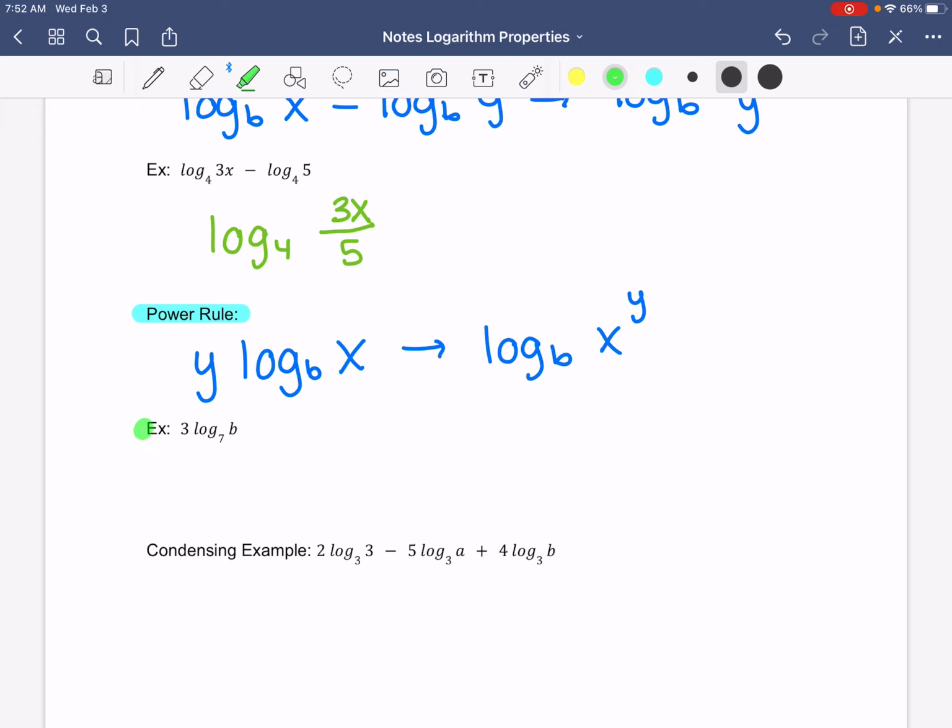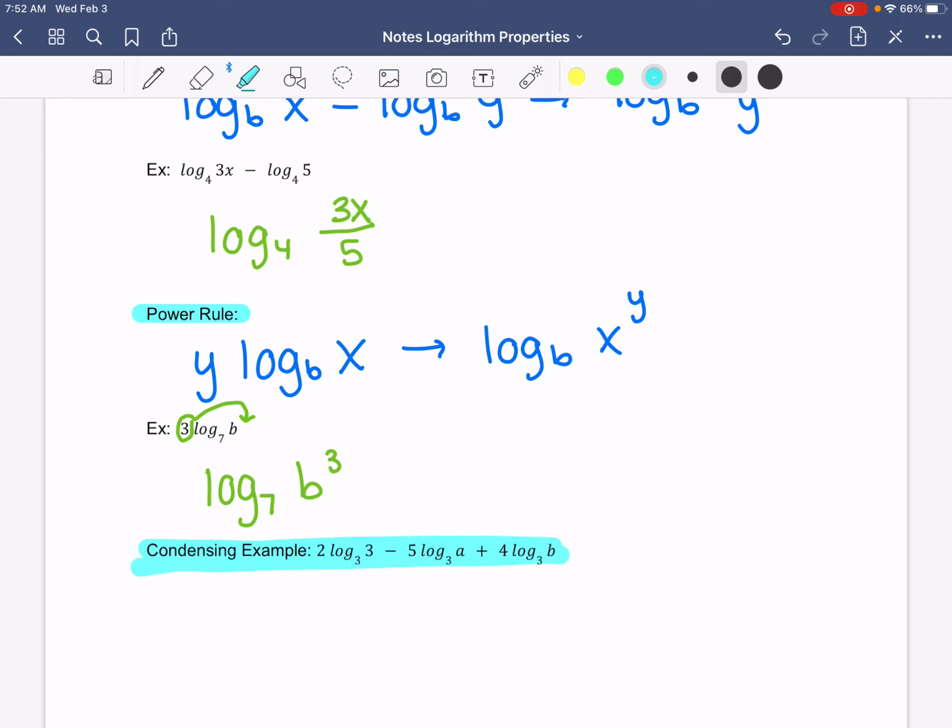So our example says 3 log base 7 of b. So when I condense this, the number that was in the front now just becomes an exponent. Log base 7 of b to the power of 3. Okay? All right, so now let's do a condensing example. So we have a condensing example down here.